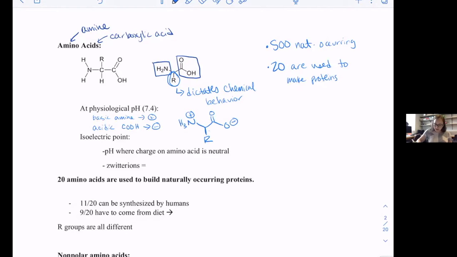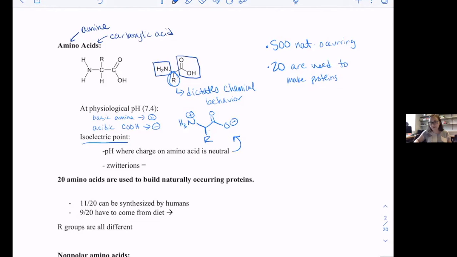So an isoelectric point is something we need to talk about then. Isoelectric: iso meaning in the middle, electric meaning charges associated. An isoelectric point is the pH where the charge on the amino acid is neutral. So you'll see that is what we were talking about above, physiological pH. The majority of the amino acids have an isoelectric point, the point where the charges are equal. That means you have one positive and one negative, so they cancel each other out, and the overall charge is neutral.